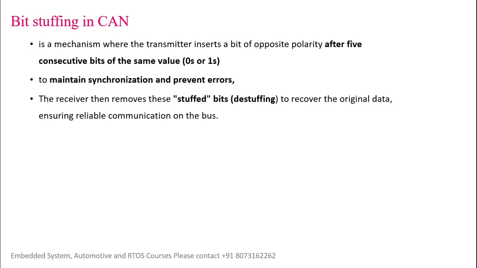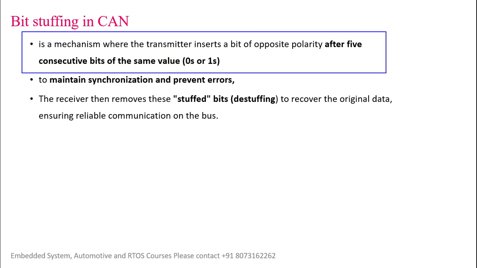Now we will see in this slide what bit stuffing is and how it happens. What do we mean by bit stuffing? Bit stuffing is a mechanism of inserting an opposite polarity bit whenever you transmit more than 5 consecutive zeros or more than 5 consecutive ones. The transmitter inserts an opposite polarity bit after 5 consecutive transmissions of the same value. This process is called bit stuffing.